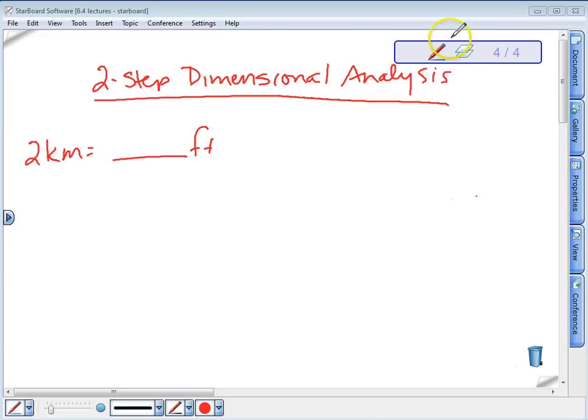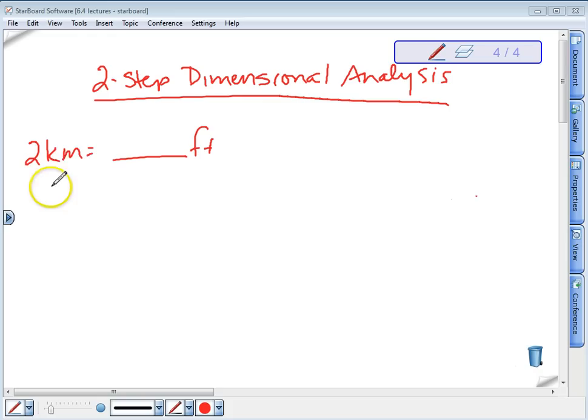Sometimes when we're doing dimensional analysis, when we're trying to convert from one unit to another, we have to go through a couple of steps. Sometimes we don't know the fact to get us directly from what we're given to what we want. Sometimes we have to take what we're given and convert it into something else, and then take that something else and convert it into what we want, based on the facts that we know.